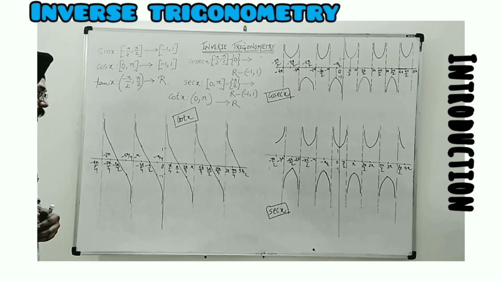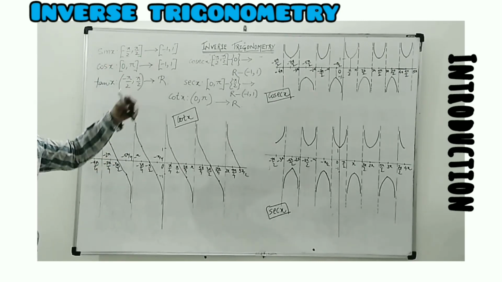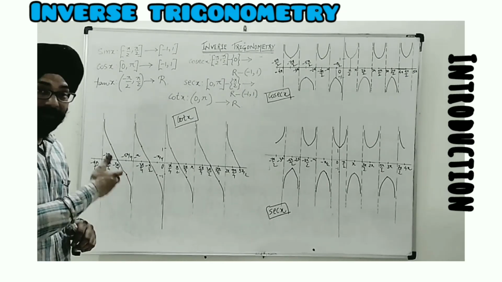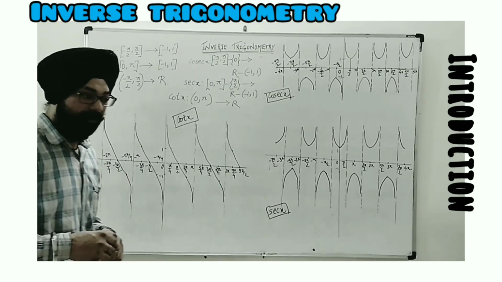So I hope you have understood. So all these 6 functions are now invertible. We can obtain their inverse forms. Now we will think of invertible functions further. This is the basic theory behind inverse trigonometric functions. I hope you understood.